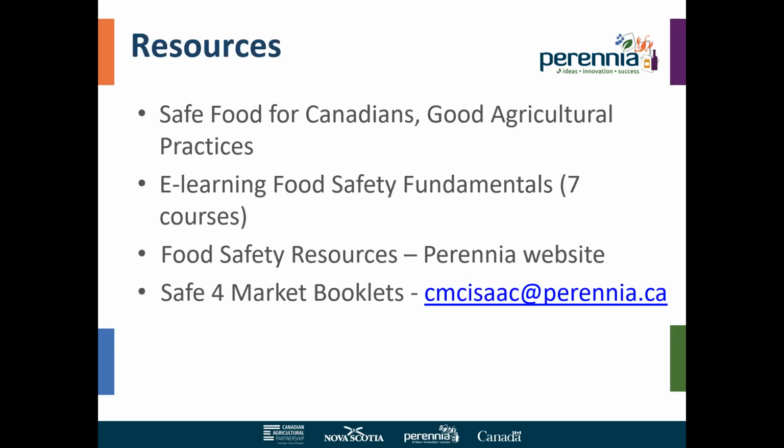We also have food safety resources that some of you may be familiar with and some of you may not be. But if you go to Perennia.ca and then across the top, you will find different tabs. Under the quality and food safety tab, you can scroll down and there's something called food safety resources. If you click on these food safety resources, you will see a bunch of different things available to you.